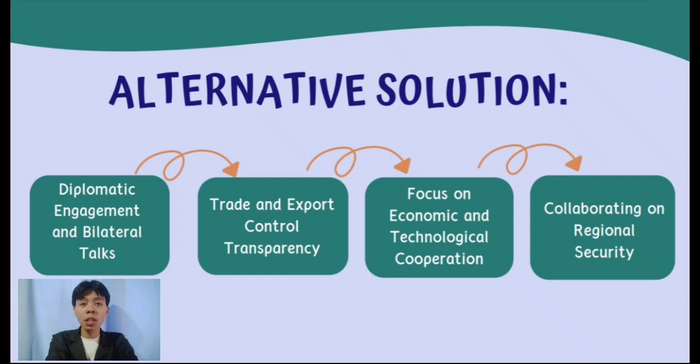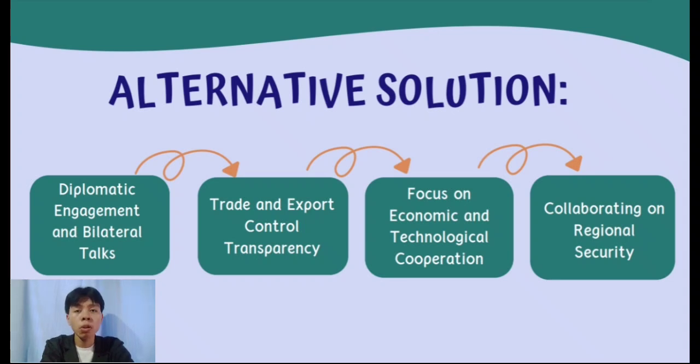Third is focusing on economic and technological cooperation. Both nations could explore opportunities for joint ventures or partnerships in high-tech sectors such as semiconductors. This will not only strengthen economic ties but also reduce reliance on third-party suppliers. Last alternative solution is collaborating on regional security.